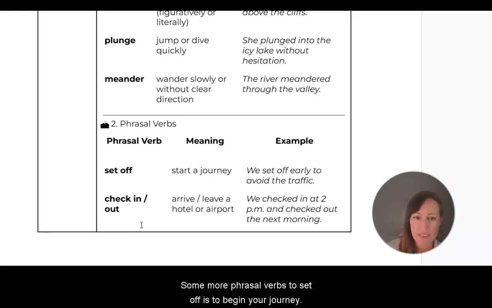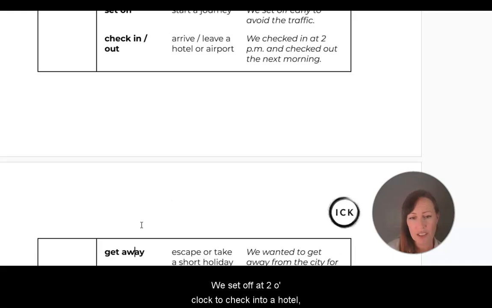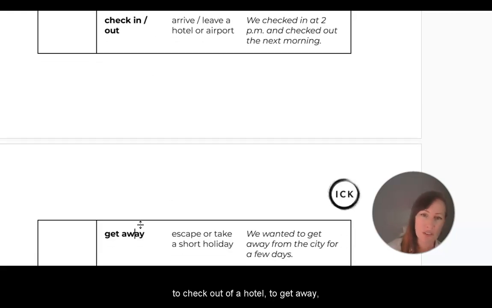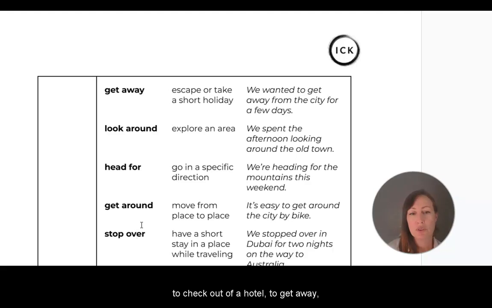Some more phrasal verbs. To set off is to begin your journey. We set off at 2:00. To check into a hotel, to check out of a hotel. To get away, to escape for a few days. So I need to get away and have a break. To look around is to have a look, to investigate a little, explore.